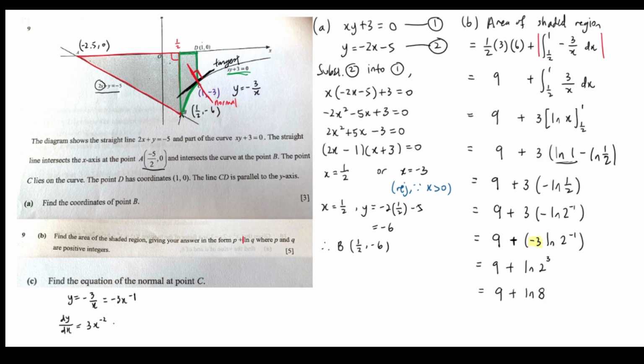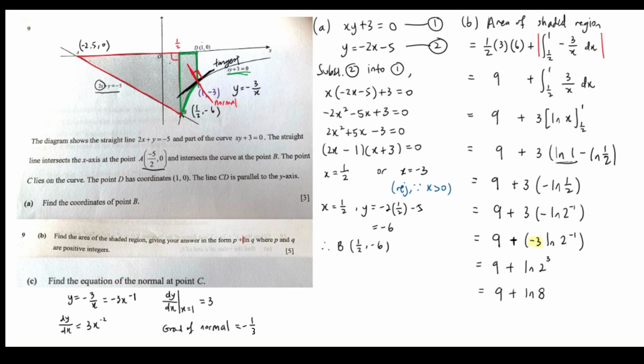Now, in particular, I'm looking for the gradient of normal when x equals 1. So therefore, I'm looking at dy/dx when x equals 1. Sub in x equals 1, you will actually get the gradient of tangent to be 3. As I've said, we want the gradient of normal. So then the gradient of normal, because we know the relationship of m1 times m2 equals negative 1, is negative 1/3.